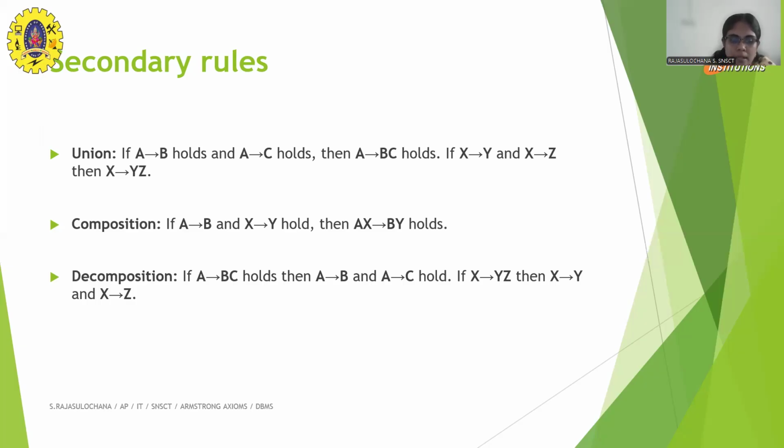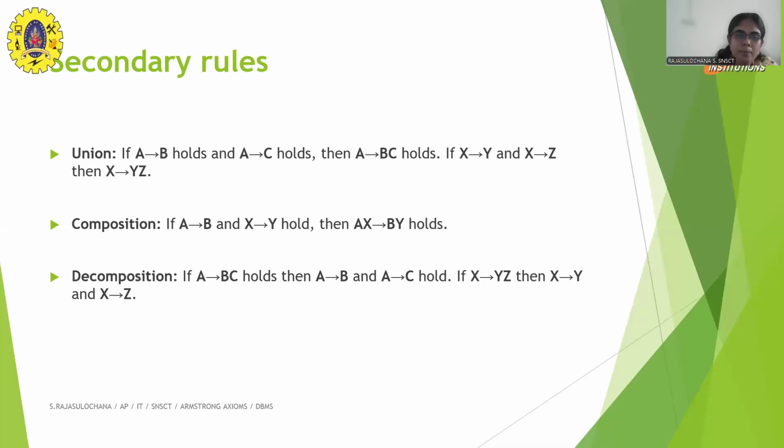Next is the composition property. So under composition property, it states that if A determines B and X determines Y, these two functional dependencies are true, we can say AX determines BY. Here, the determinant attributes are combined together as well as the dependent attributes are combined together. So this is the property of composition.